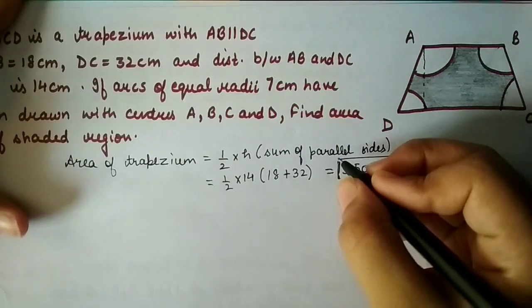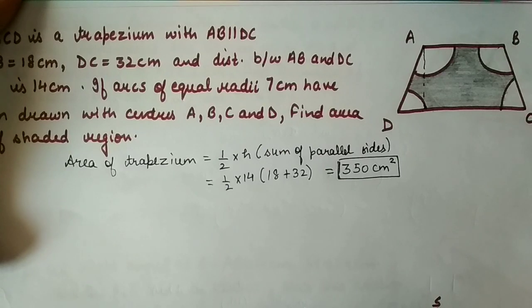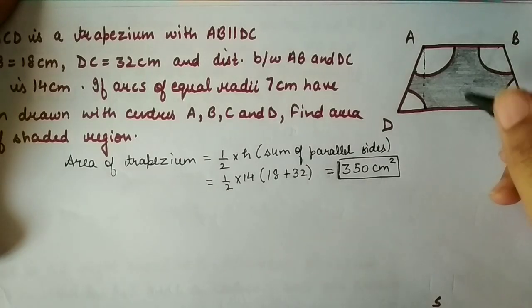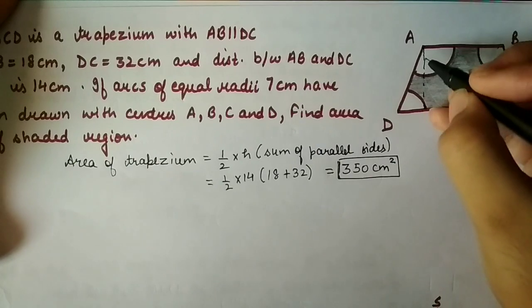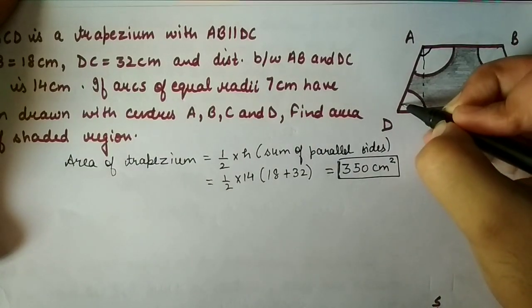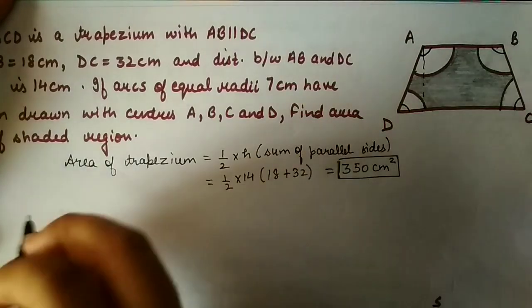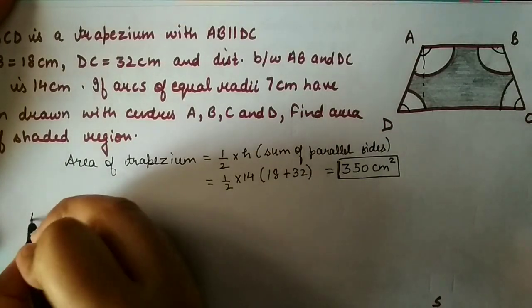Okay, now you need to find the area of these sectors. You know the formula for the area of a sector is pi r square by 360 into theta, but you don't know theta of any of these sectors. You just know that here theta is angle A, here theta is angle D, here theta is angle B and here it is angle C, but you don't know the value of theta. So let it be, we will just put the formula first of all.